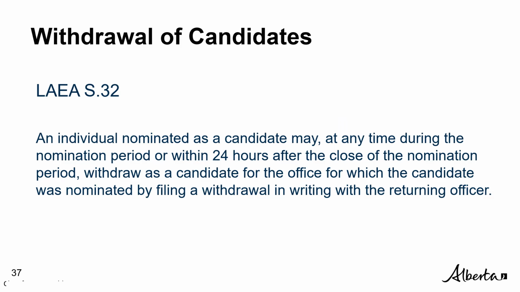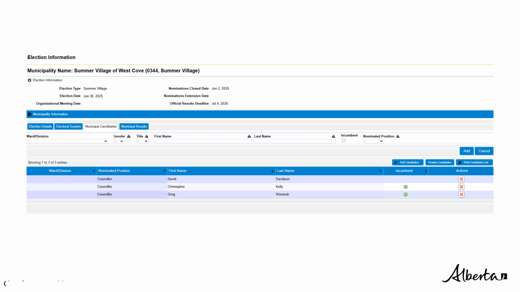Bill 50 introduces some new changes to the candidate nomination process. Under Section 32 of the Local Authorities Election Act, candidates have 24 hours from the close of nominations to withdraw. After this 24-hour period, you can submit your results to Municipal Affairs. Let's assume one candidate withdrew after the 24-hour period.